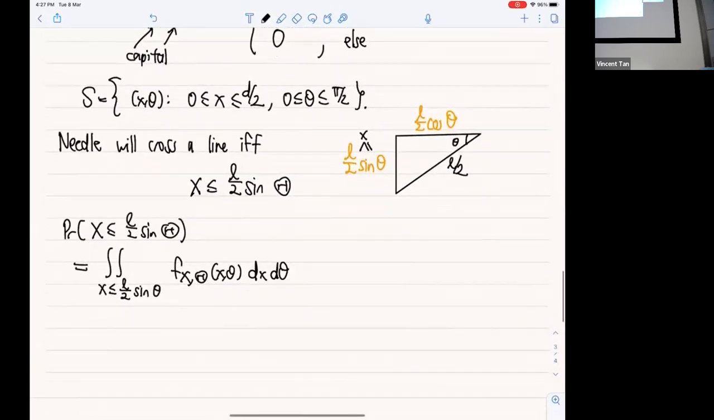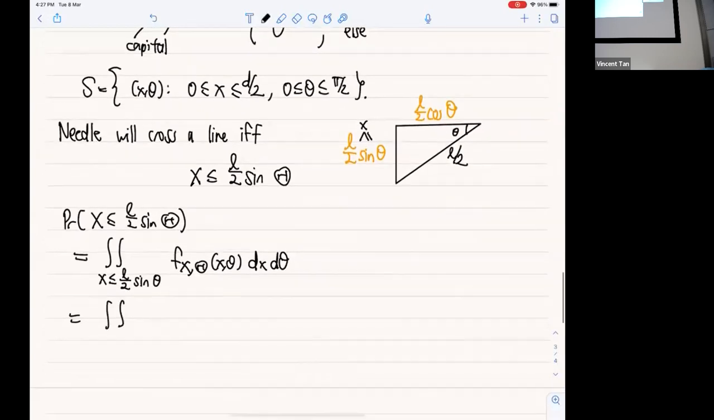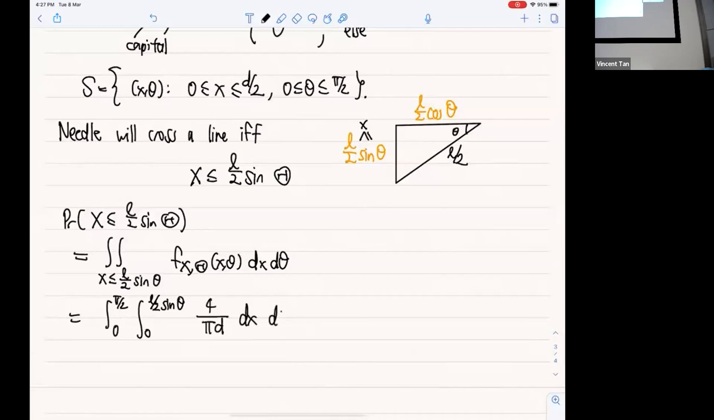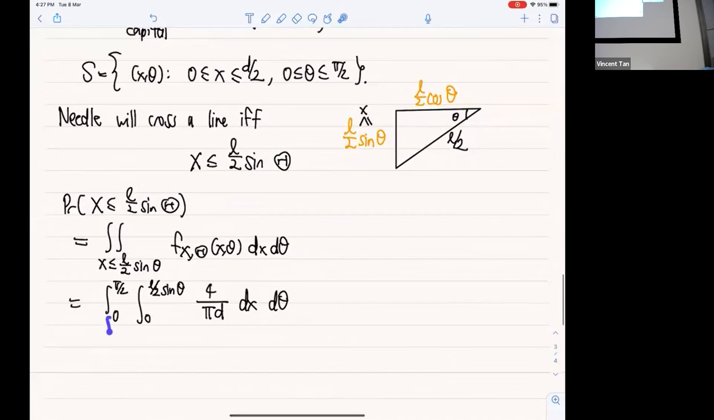All right. But this is the same as the integral, let's say, from 0 to pi over 2. We are integrating theta on the outside and we are integrating x on the inside. Okay, this is some integration gymnastics that maybe you have seen before. So this is uniform, 4 over pi d, dx d theta. So the integration over theta is on the outside. The integration over x is on the inside. I don't know how you learned this, but this is how I learned it.